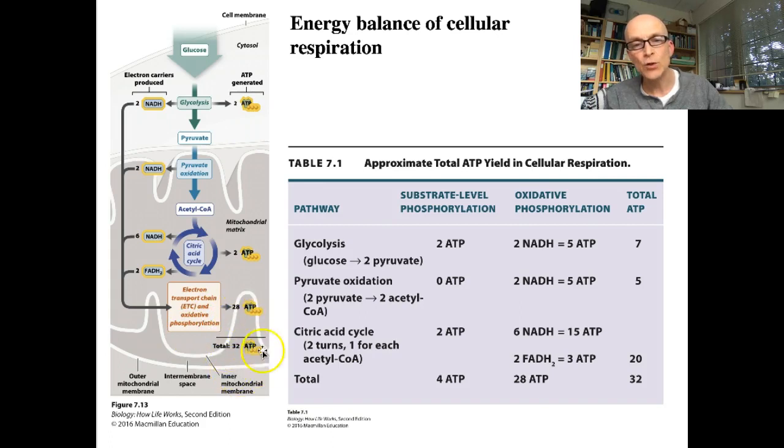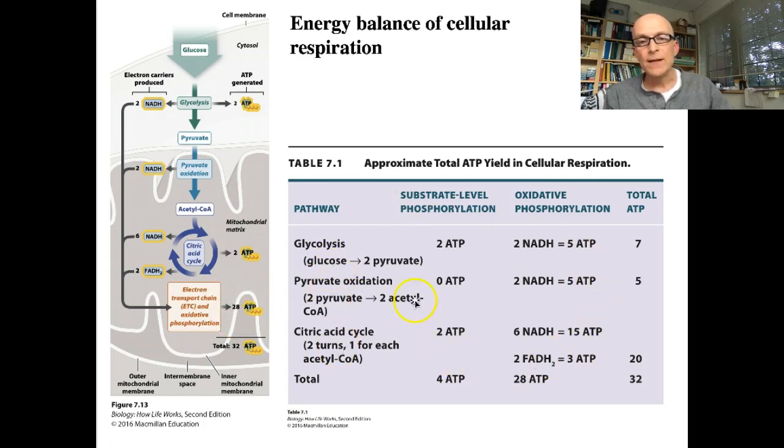28 ATPs, total of 32 ATPs then. So you can see that almost all, right, 28 out of 32 of the ATPs that are produced are in the electron transport chain, and they require oxygen. No oxygen, no 28 ATPs here. You can, without oxygen, generate this part, but you cannot then use these electron carriers for the electron transport chain, and you don't get these 28 ATPs.